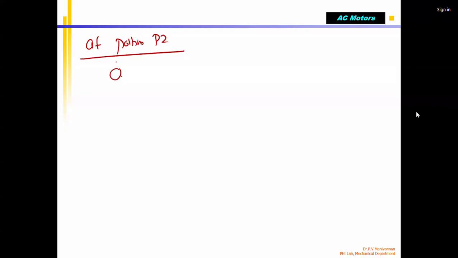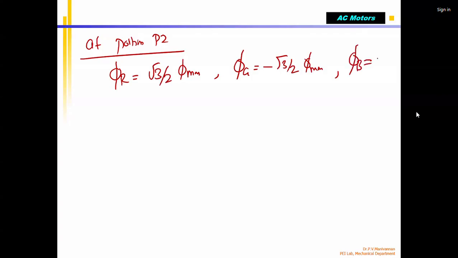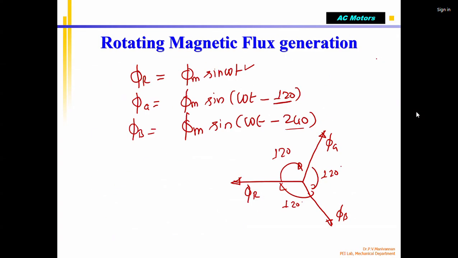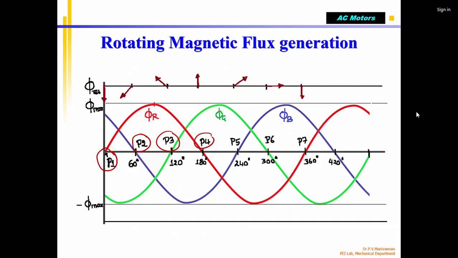At this one, phi r equal to root 3 by 2 into phi max. Phi g equal to minus root 3 by 2 into phi max. But you see phi b equal to 0. I'll go back to the figure, you will understand. Correct? At this instant, P2. At P2, I extend the dotted line, you will understand.